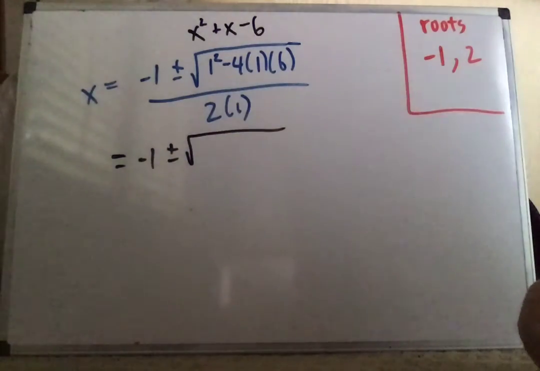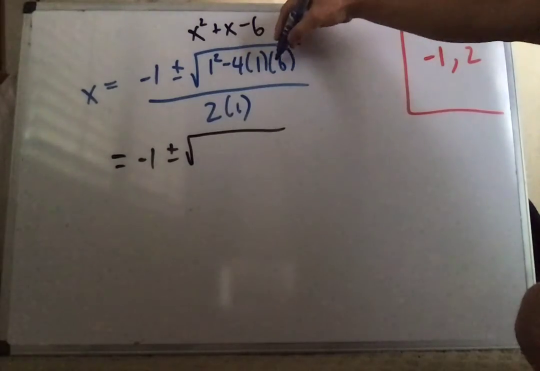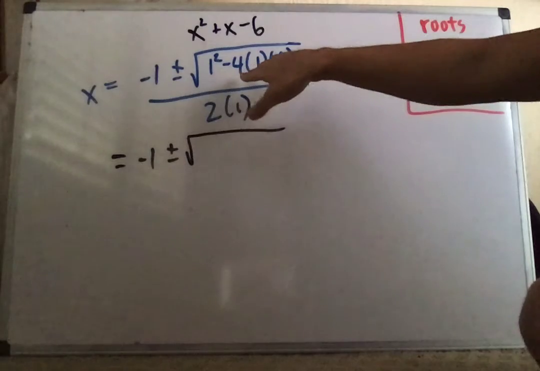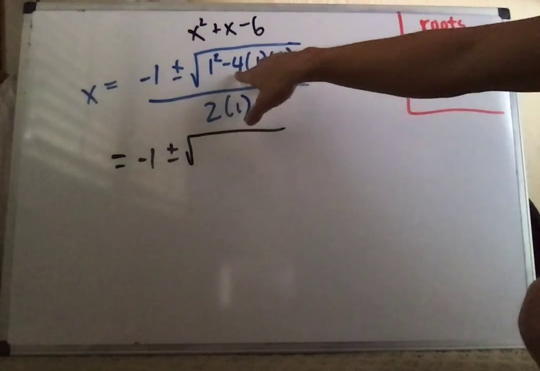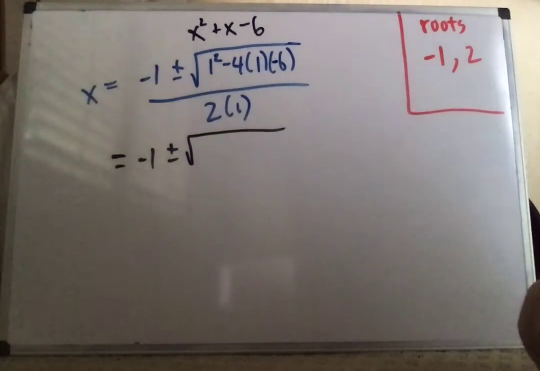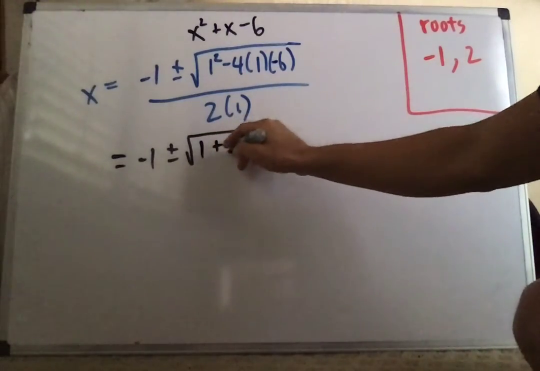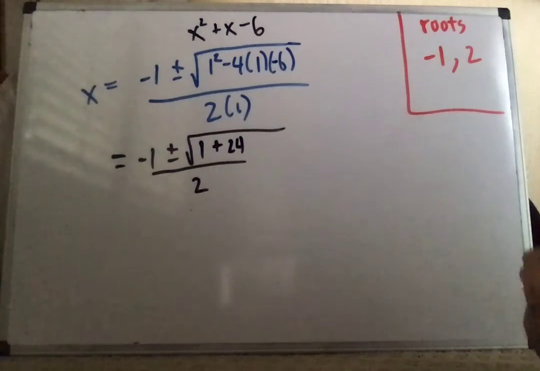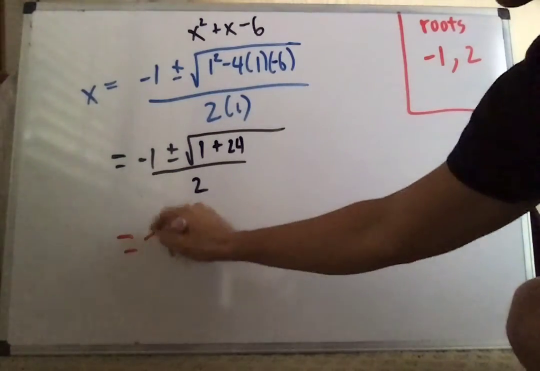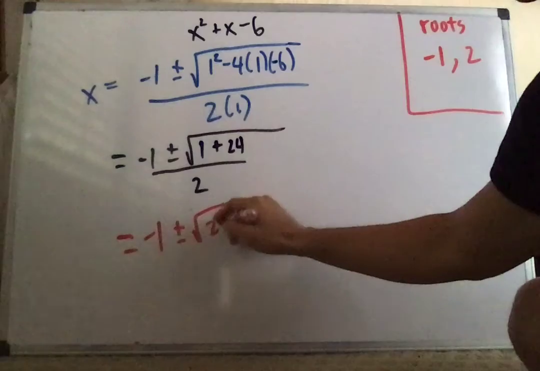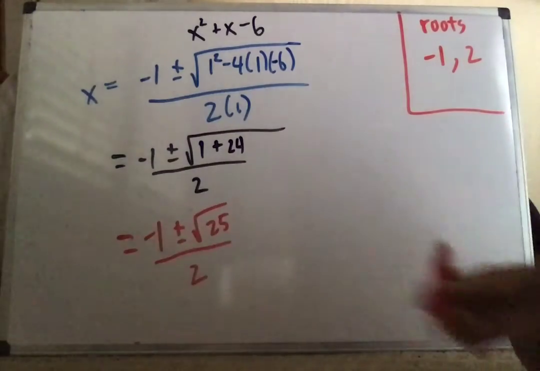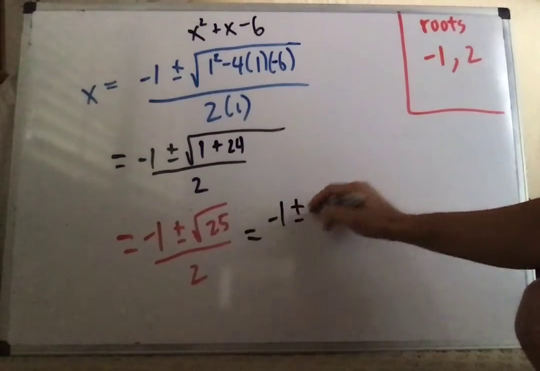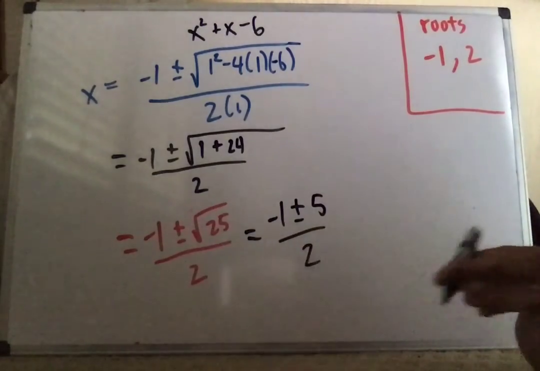Oh, I'm sorry. I made a mistake here. This is supposed to be a negative 6. So 1 minus 4 times negative 6 is actually plus 24. So 1 plus 24, divided by 2 times 1, which is just 2. Okay, moving on. That's negative 1 plus or minus the square root of 25, which is nice because that's a whole number. The square root of 25 is 5, which gives negative 1 plus or minus 5 over 2.